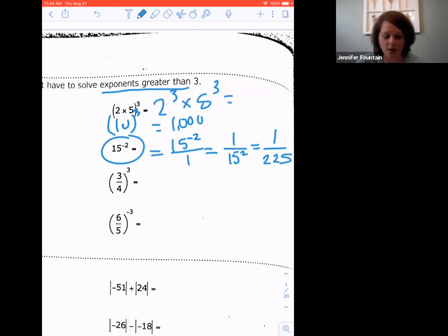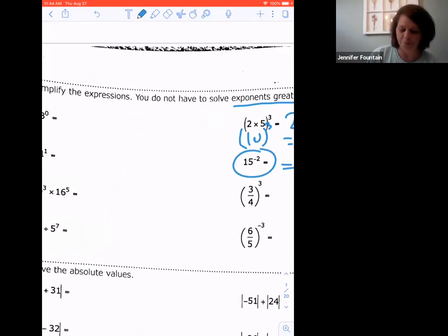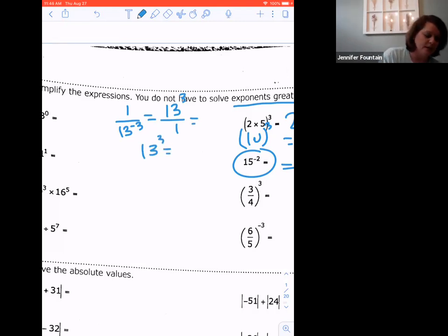Let's just go ahead and do another one real quick. What if I had 1 over 13 to the negative third power? What if I had a negative exponent in my denominator? How would I make that exponent positive? You just flip it. So I'd have 13 to the third over 1, which is the same as 13 to the third. Then I would just do 13 times 13 times 13. That would give me 2,197.